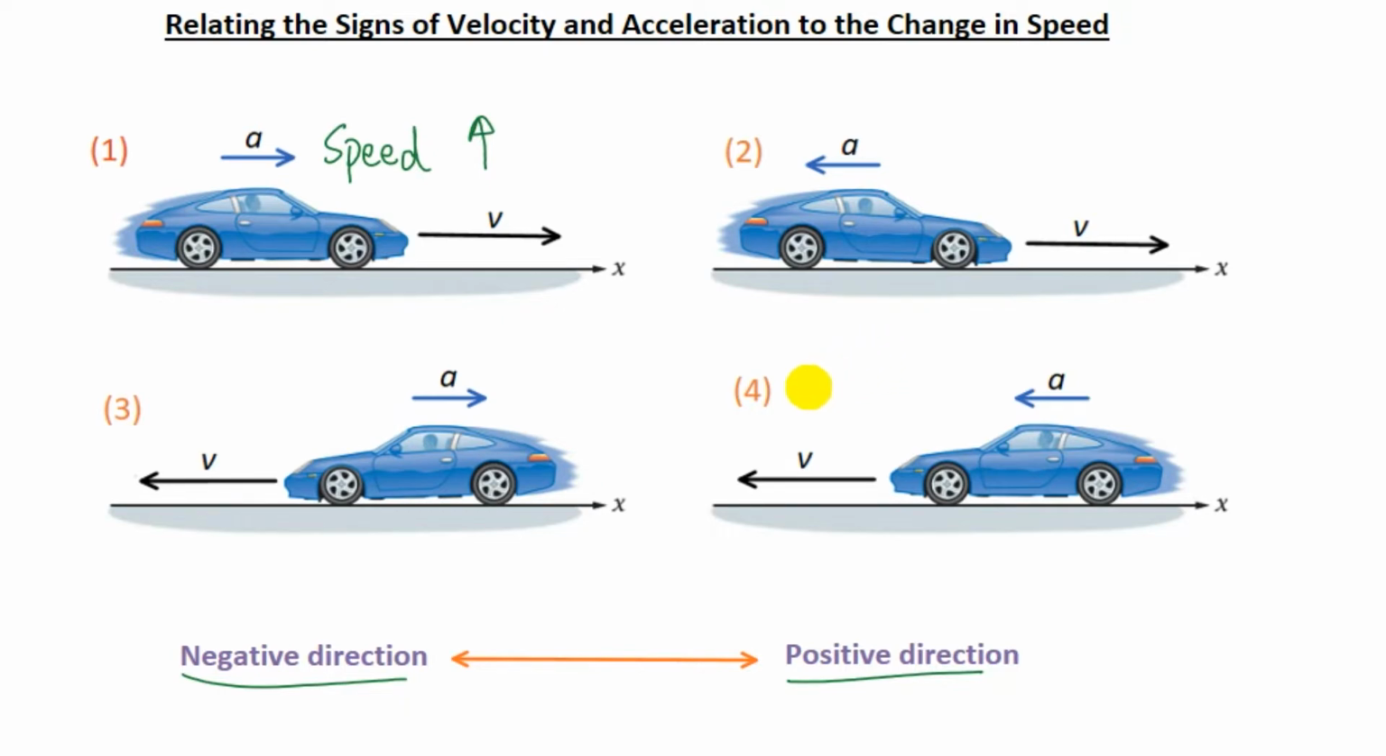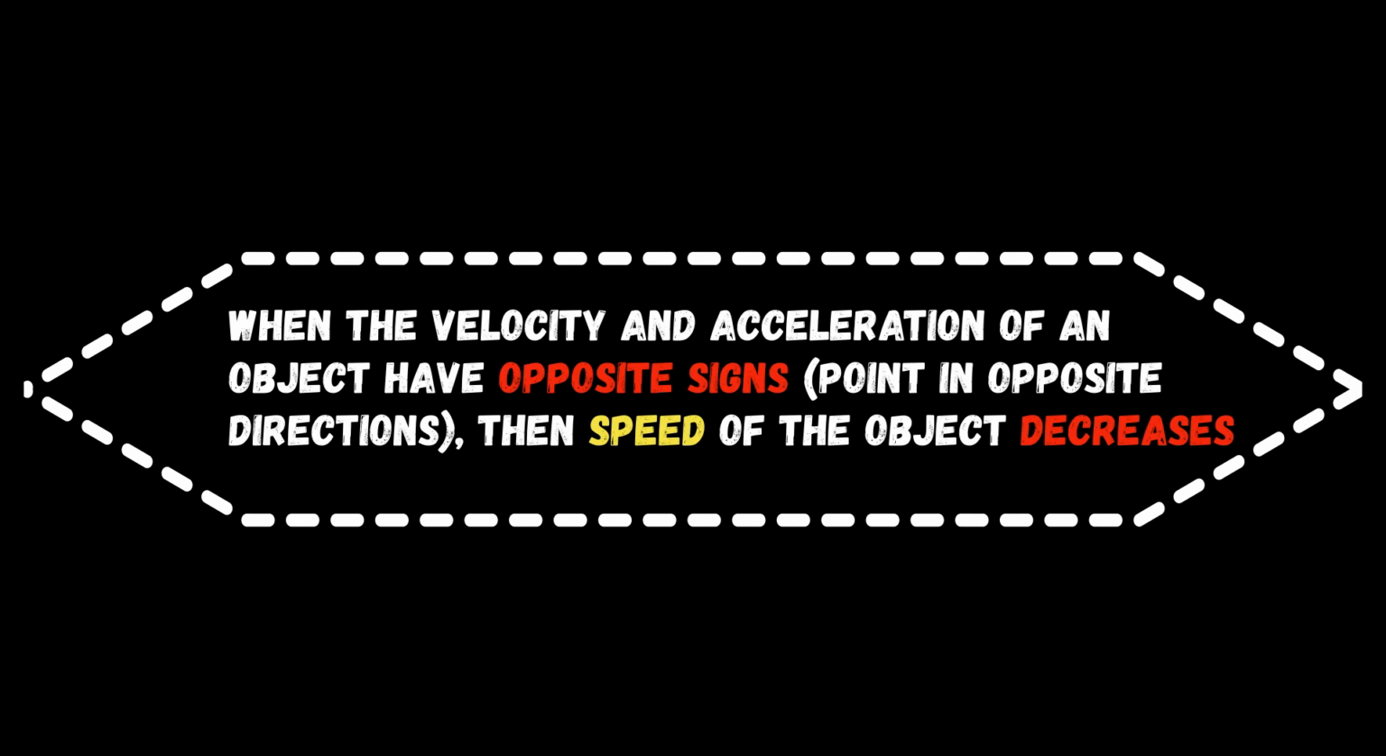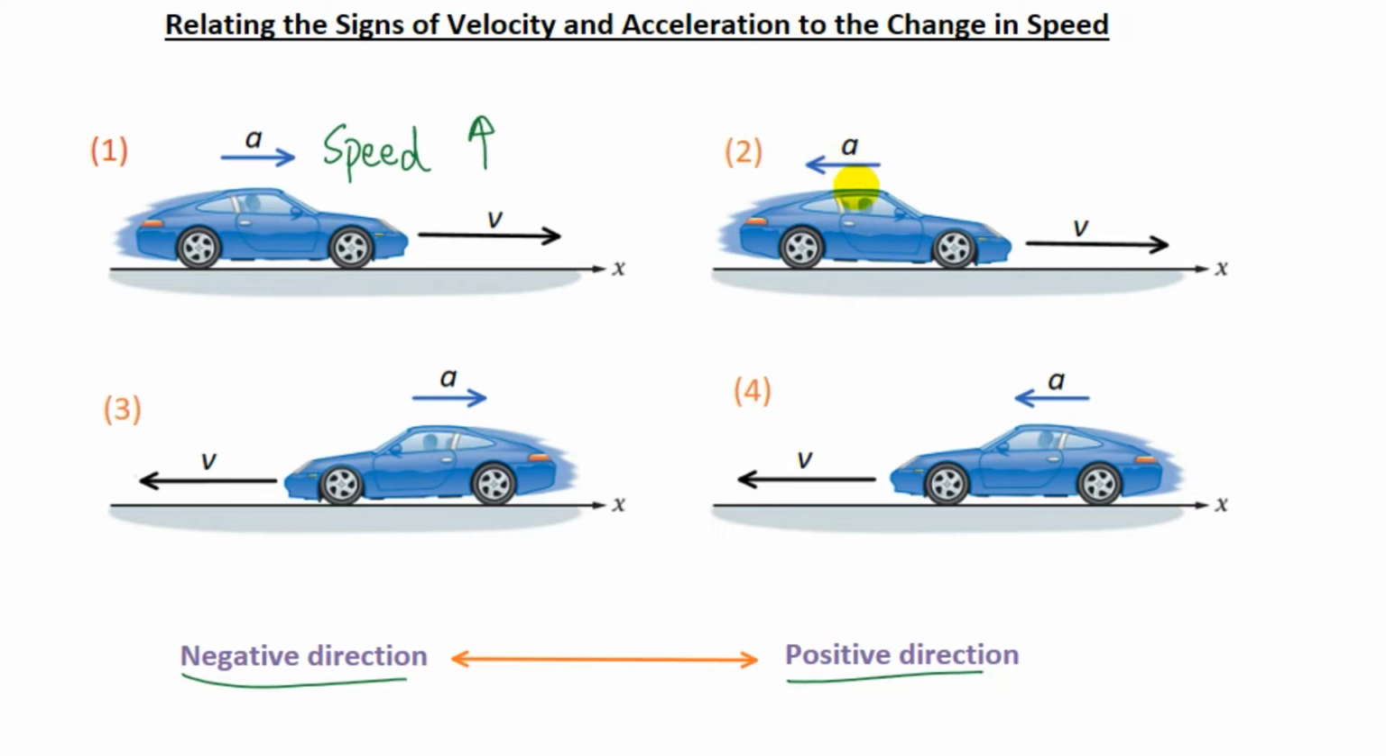Now the next rule is when the velocity and acceleration of an object have opposite signs, that is, point in opposite directions, then the speed of the object will decrease. Like in case 2, the acceleration is pointing in the negative direction and the velocity is pointing in the positive direction. They have opposite signs, that is, in this case the speed will decrease. I generally use this symbol for increase and this symbol for decrease.